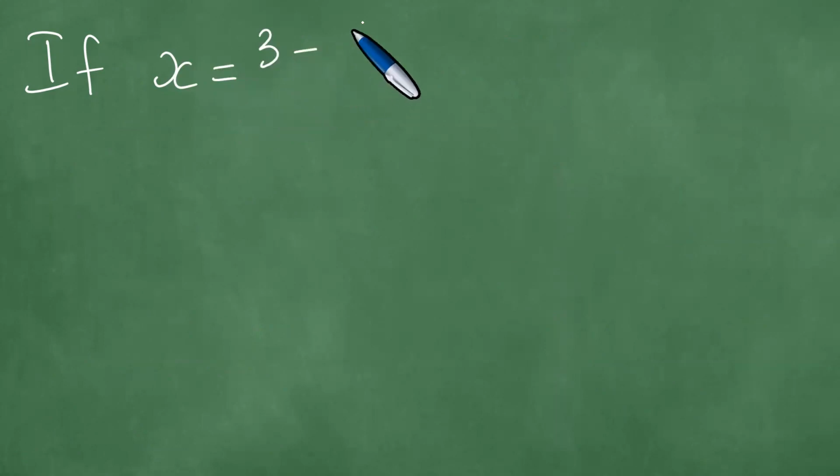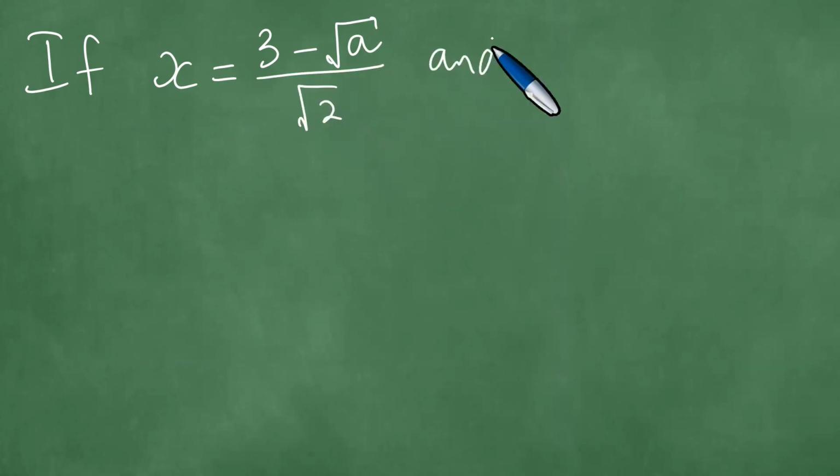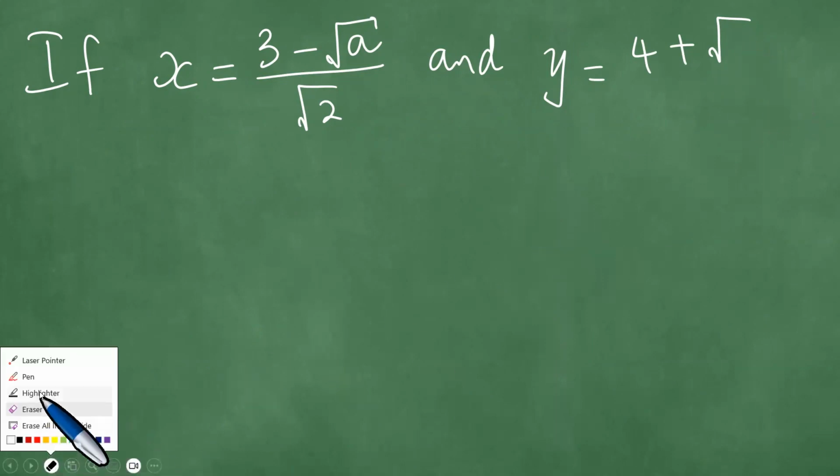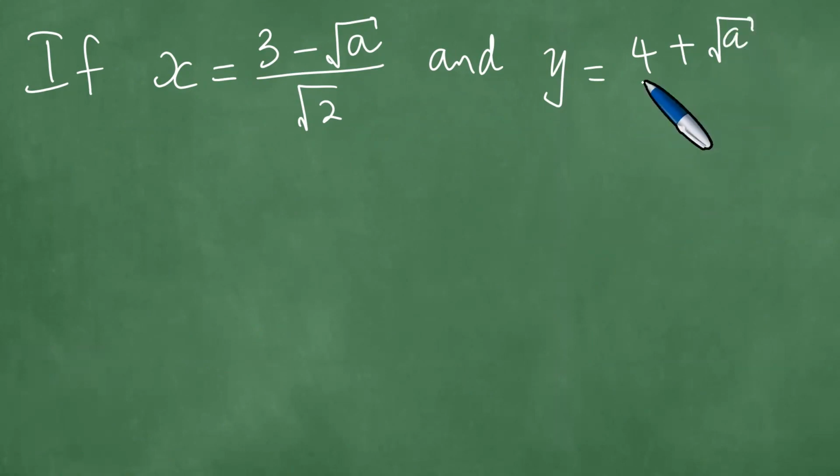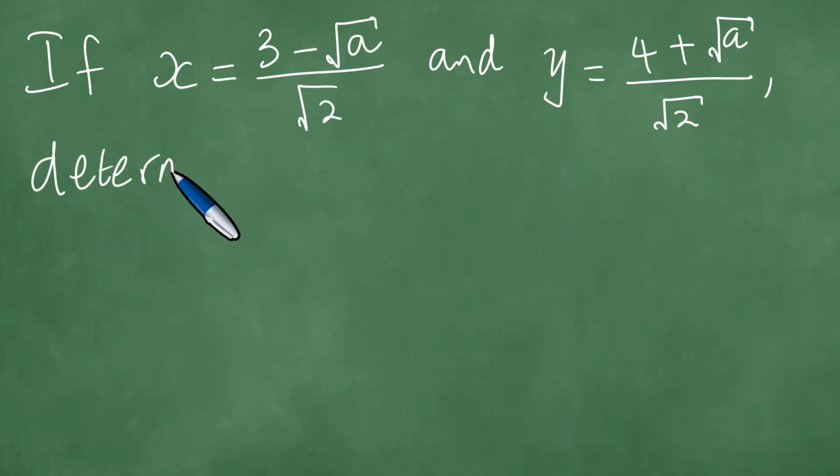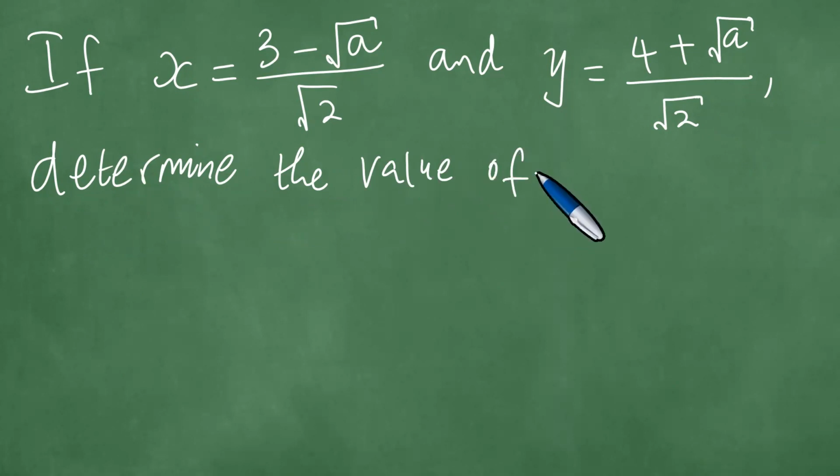If X is 3 minus the square root of A, over the square root of 2. And Y is 4 plus the square root of A, all over the square root of 2. Determine the value of that one.